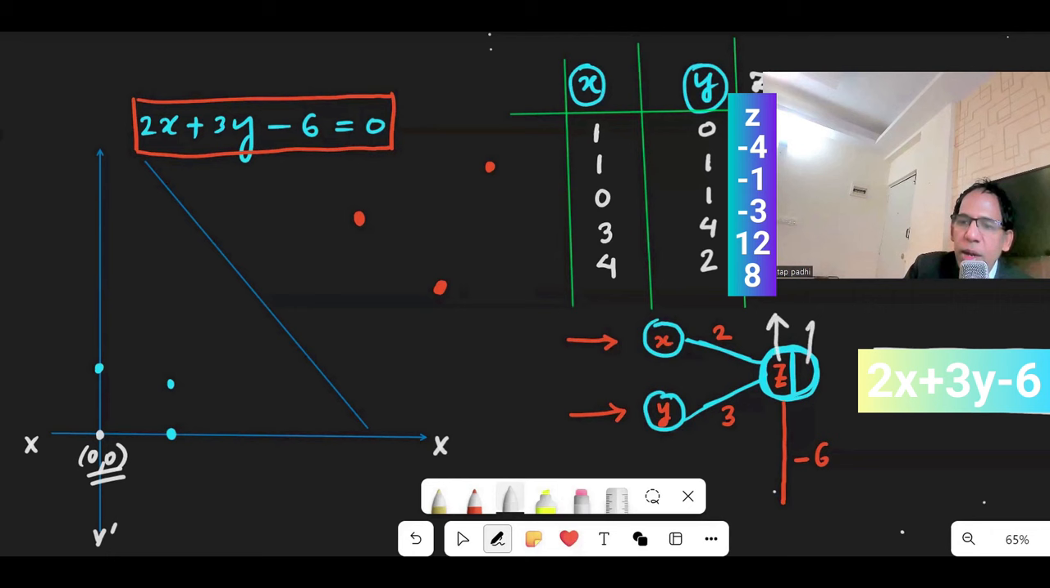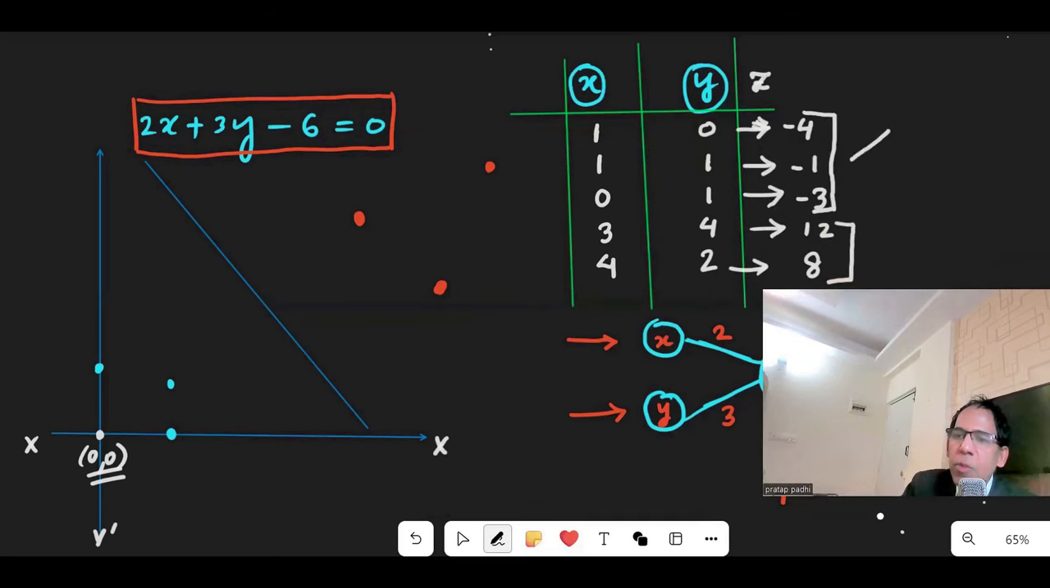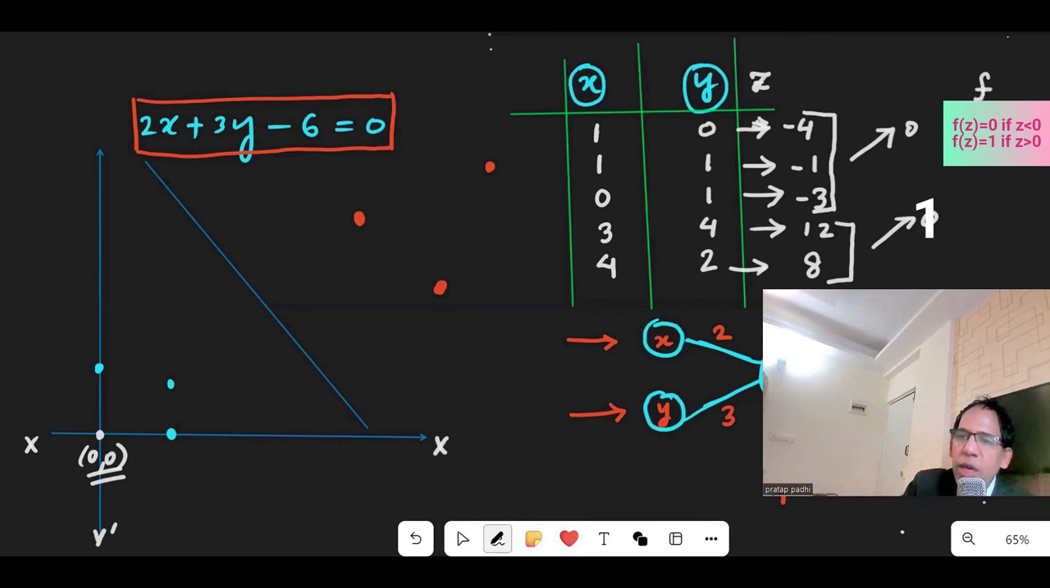What are the values here? Remember, all the negatives will be mapped to 0. All the positives will be mapped to 1. That means what will happen? These numbers will be mapped to 0, and these numbers will be mapped to 1. So here you will get 0 or 1. So a very simple function I can write, f of g, that is my final value. Here I can write f of g, okay?